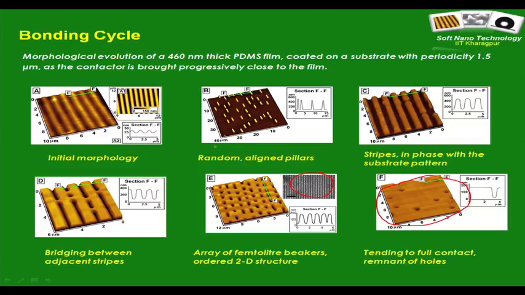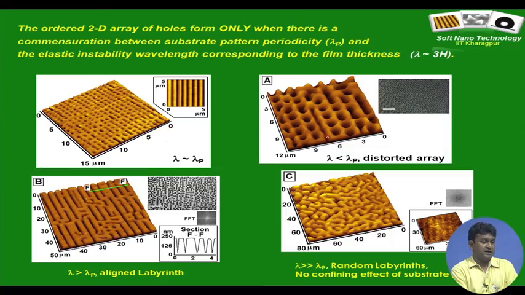Since you are looking at the atomic force microscope images, this is the evolution sequence. You have an initial film with undulating top surface, then initial manifestation of instabilities with the formation of pillars, then positive replica, and then something like this, and then complete conformal contact.